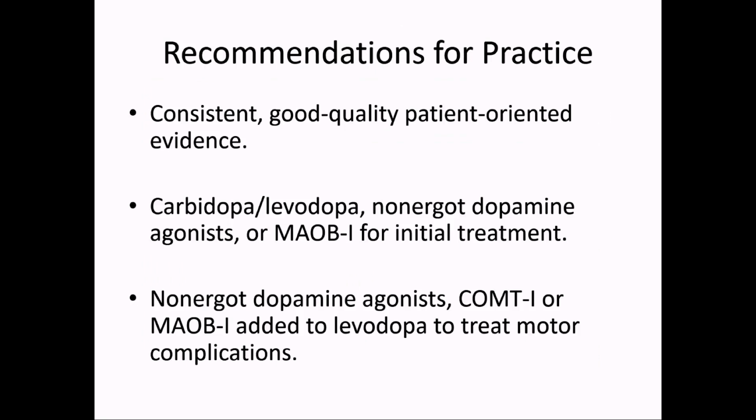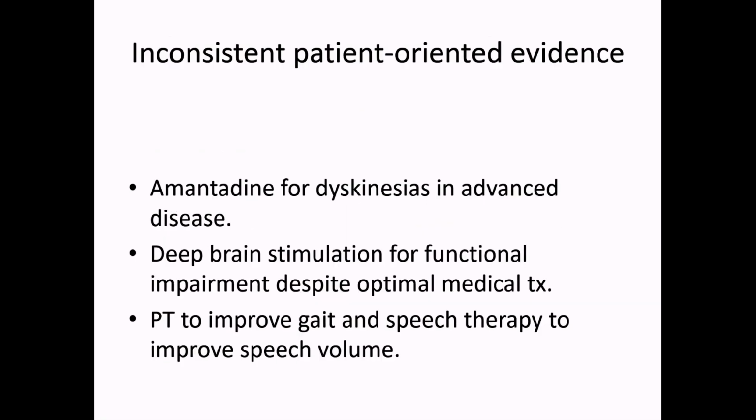The initial treatment of Parkinson's disease, backed by good quality patient-oriented evidence, includes the use of carbidopa-levodopa, non-ergot dopamine agonists, or monoamine oxidase B inhibitors. Dopamine agonists, COMT inhibitors, and monoamine oxidase B inhibitors can be added to levodopa to treat motor complications. There is inconsistent evidence for the use of amantadine for dyskinesias in advanced disease, deep brain stimulation for functional impairment despite optimal medical treatment, and physical therapy to improve gait and speech therapy to improve speech volume.